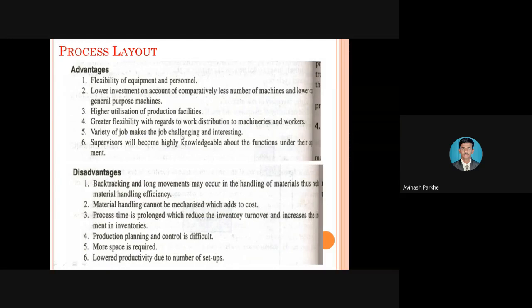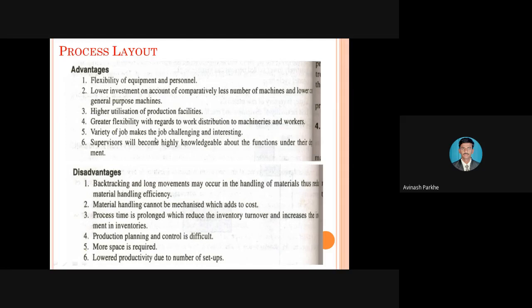Then greater flexibility with regard to the work distribution to the machines and the workers. So greater flexibility is there in that particular production. If you have to change the location of the lathe machines, we can change it immediately. If you have to change the location of the drilling machine, grinding machine, or welding machine, it can be done immediately. So at that time, this process layout is very useful.